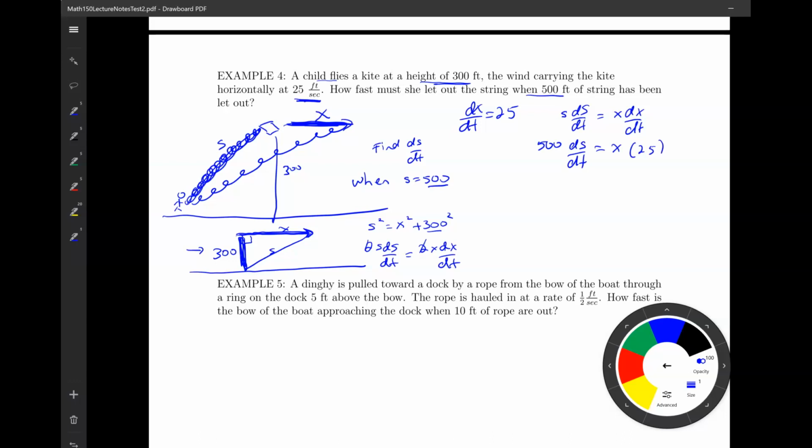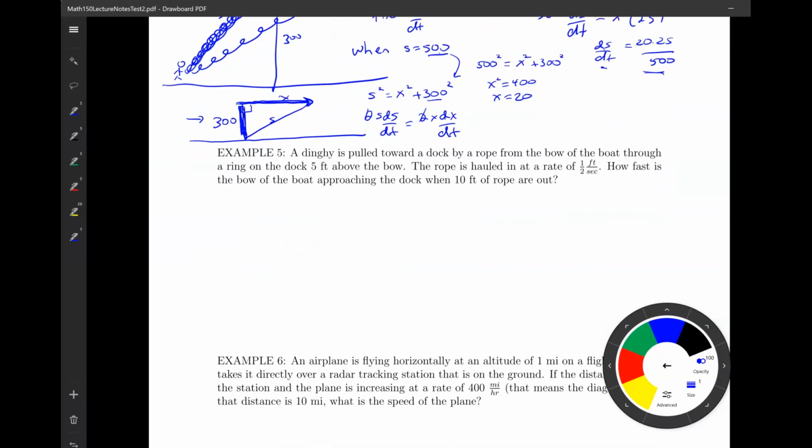All right, so now is the time to use my when information back into my equation to find out what the x is equal to. So I have 500 squared is equal to x squared plus 300 squared, and I can see this is a 3, 4, 5 triangle, so x squared is 400, x would be 20, so I put that in. So ds dt is 20 times 25 over 500, and it's positive, and that's good because the s is growing, right? The length of the string is growing as the kite is moving on out.